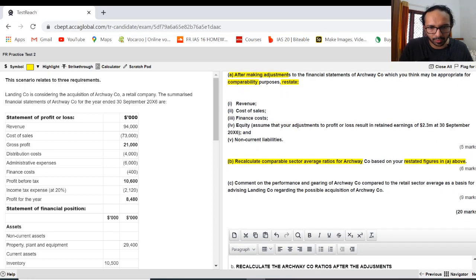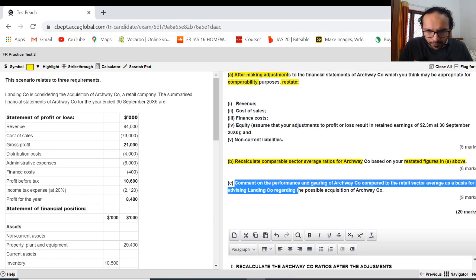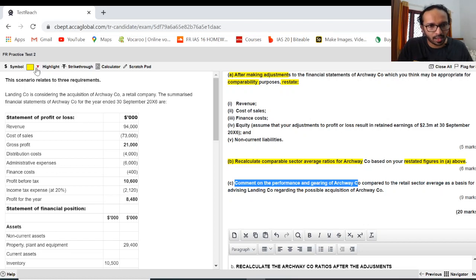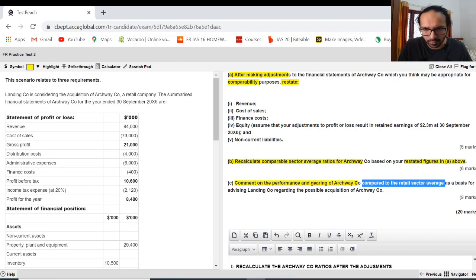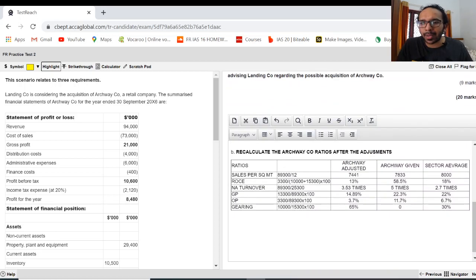Next is the third requirement. What is it? Comment on the performance and gearing of Archway. You should comment on both performance as well as gearing compared to the sector average, as a basis for advising Landing Company regarding the possible acquisition of Archway. So we compare the given ratios with the sector average as well as the adjusted ratios with the sector average, and comment whether Archway should be purchased or not.